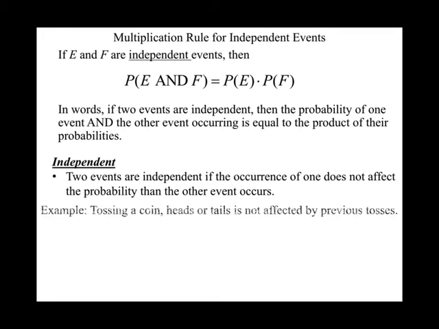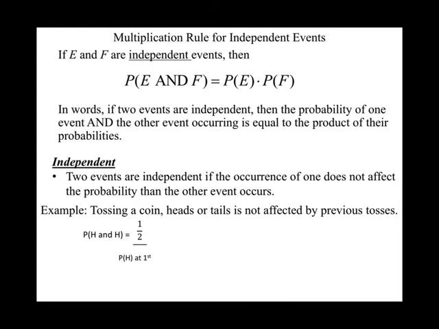For example, tossing a coin, heads or tails, is not affected by the previous toss. Okay, this means if I flip a coin, I want to get heads first. After that, I'm going to flip the coin again, and I want to get heads. So that means heads and then heads. So think about it. What is the probability to get heads the first time? You're going to get 1/2, right? We only have one head over the two outcomes.